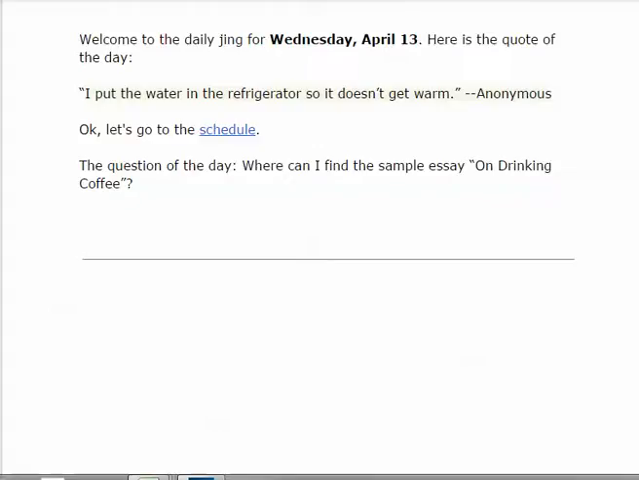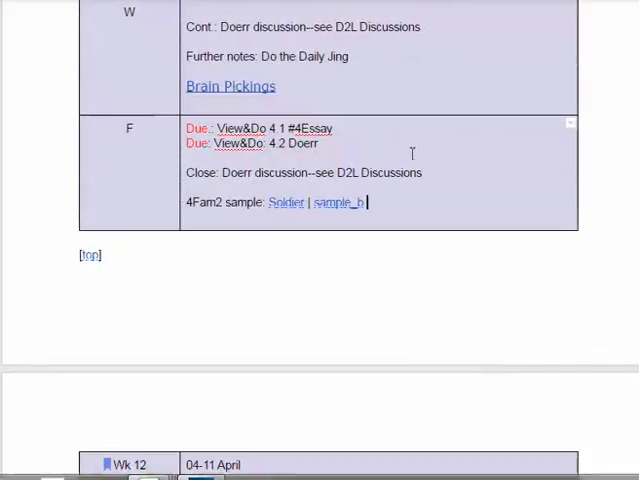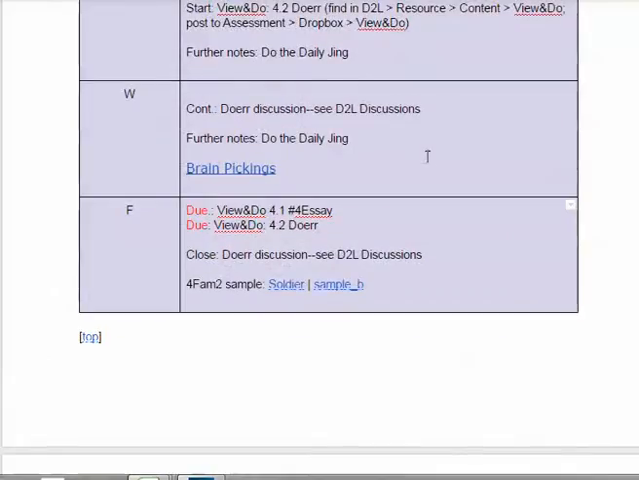Here's the quote of the day. I put the water in the refrigerator so it doesn't get warm. Anonymous.